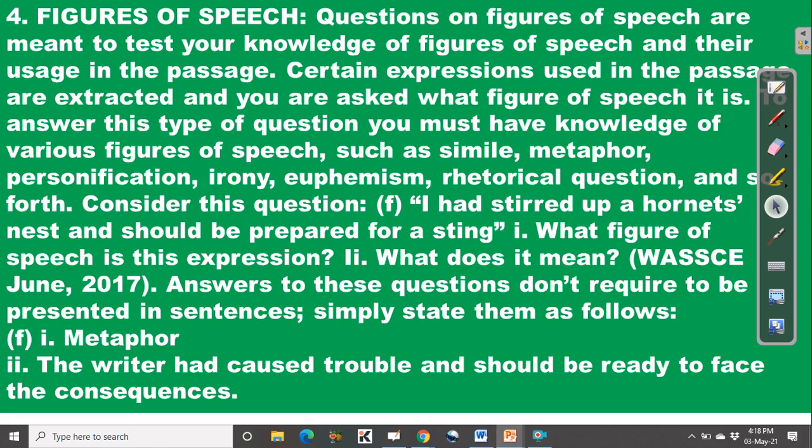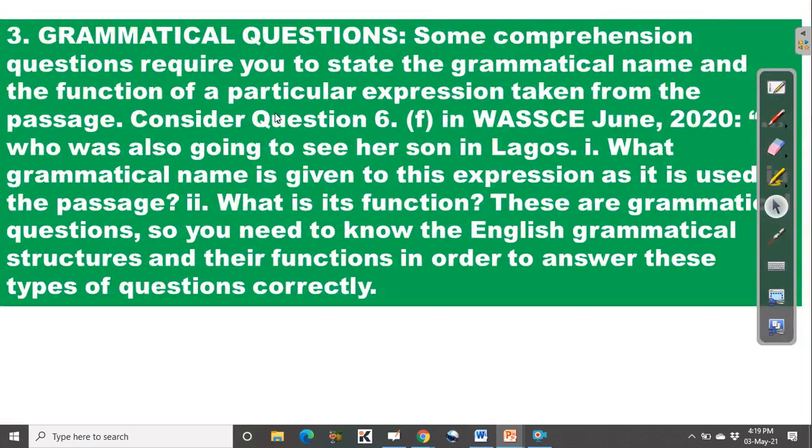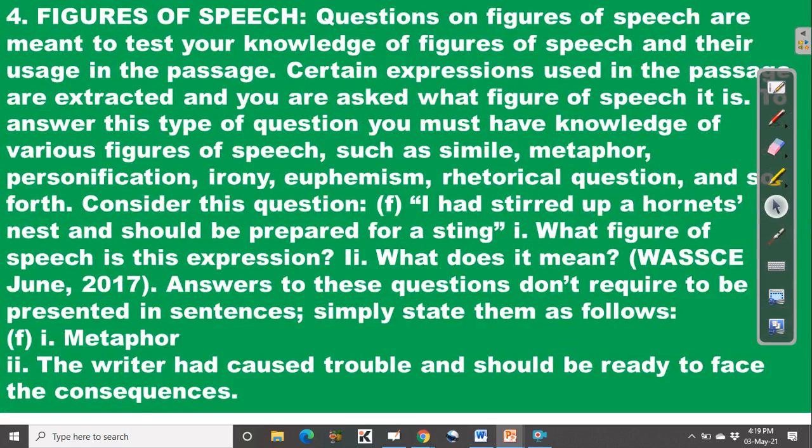When you go to that passage, I would like you to pick the past question from June 2017, then read the passage and read the question. When you come to question F, you will see that it is a question on figures of speech. All right? So you will look at it: "I have stirred up a hornet's nest and should be prepared for a sting." So that is a figure of speech.